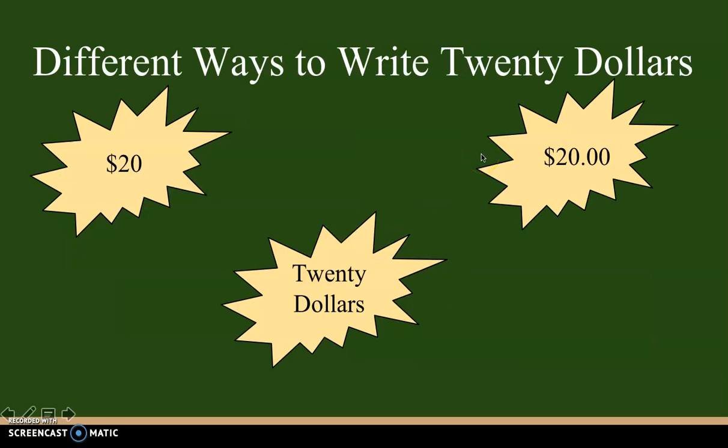So again, there are three ways to write $20. First off, you have $20. The second way is in word form, twenty dollars. And the last way is $20.00, and they all mean $20.